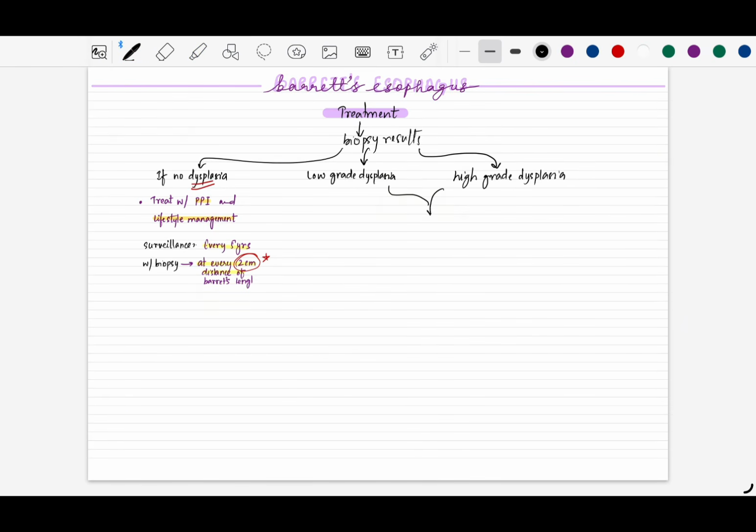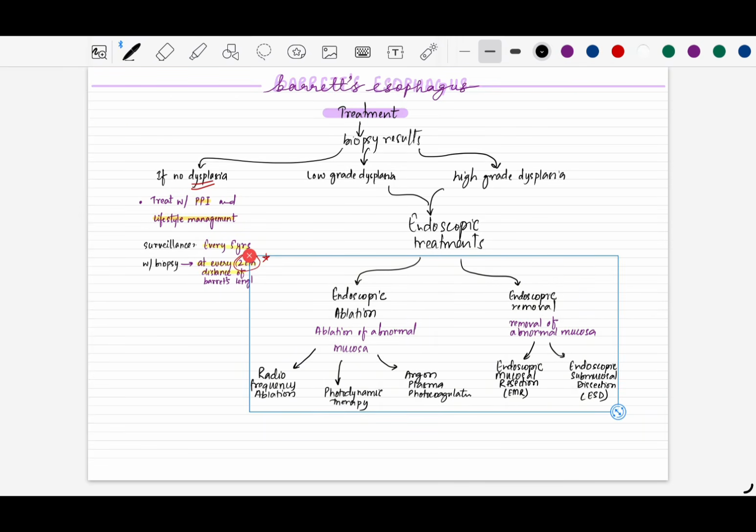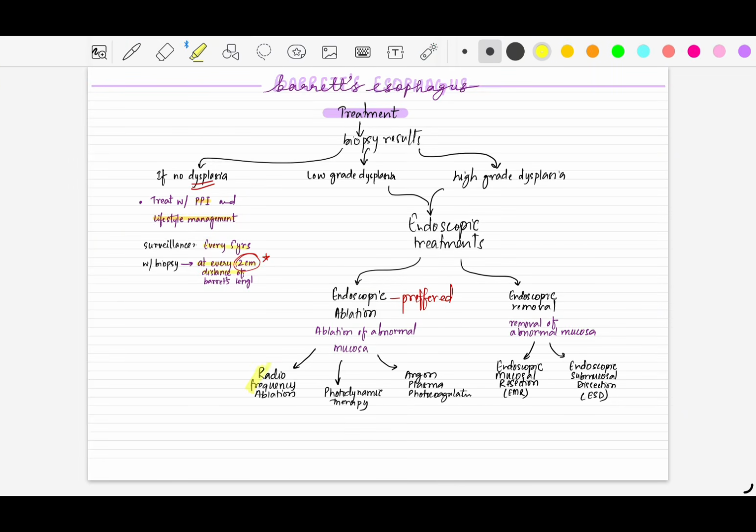For low-grade and high-grade dysplasia, we have endoscopic treatments, and these could be of 2 types. We could have endoscopic ablation and endoscopic removal. Now, endoscopic ablation is usually preferred, and it involves the ablation of the abnormal mucosa. It could be done via 3 ways: through radiofrequency ablation, which is usually the preferred method, due to decreased rates of strictures. Other modalities include photodynamic therapy and argon plasma photocoagulation, whereas endoscopic removal is only done in selected cases where we have a visible nodule or a raised lesion.